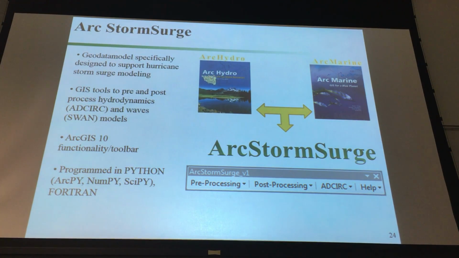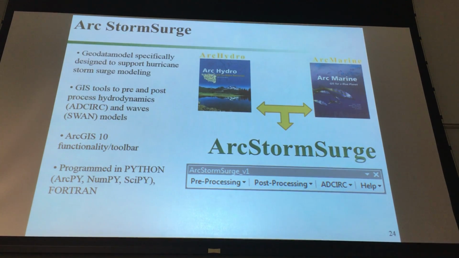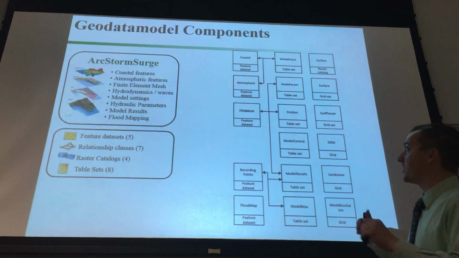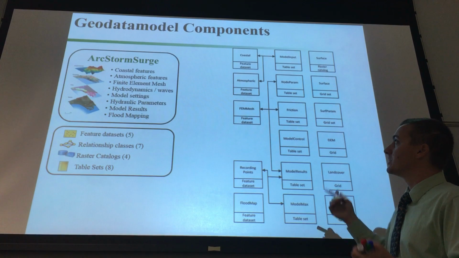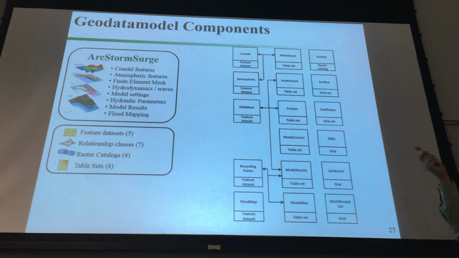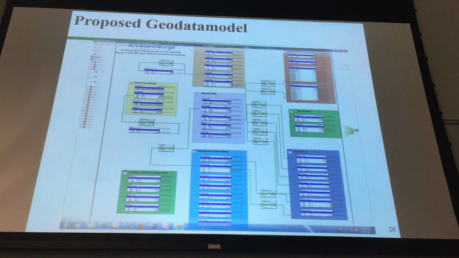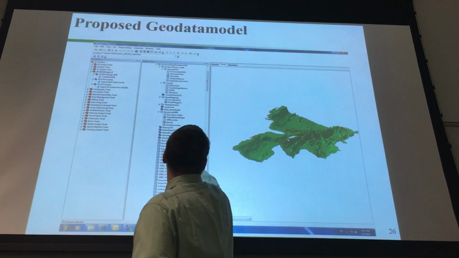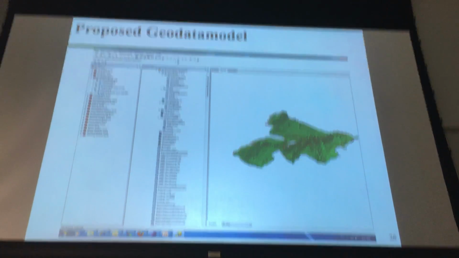So here are more details about ArcStorm Search. I don't think I should get too much into that, but it's a mix between ArcHydro and ArcMarine, and it runs on ArcGIS, and that's what we're going to use for the class. If you're really into ArcGIS and you want to know more about how things are structured behind the scenes, you can visit the slides and check the paper out. This is an example of how the geodatabase is organized behind the scenes. This is what it looks like in the geodata model, and this is what the complete geodatabase would look like as seen in our catalog. And for example, this is a rendering of the mesh in 3D in our catalog.